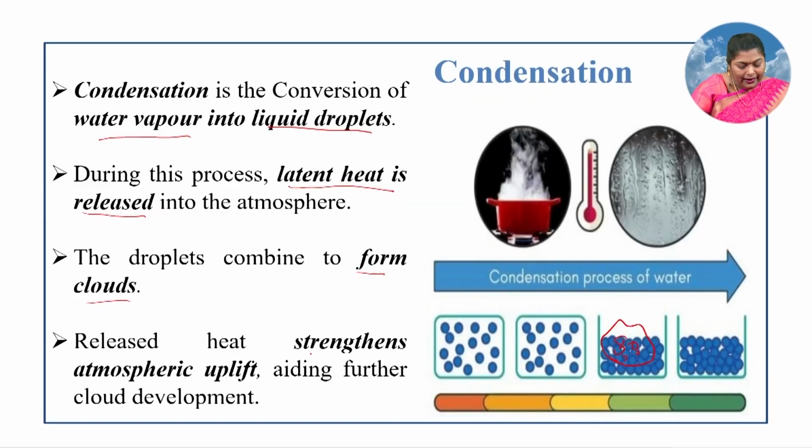All these droplets, what happens? All these droplets combine to form clouds. The released heat strengthens the atmospheric uplift and aids further cloud development. Once the heat is released, what happens? It strengthens the uplift of the atmospheric process even more, and it leads to cloud formation.